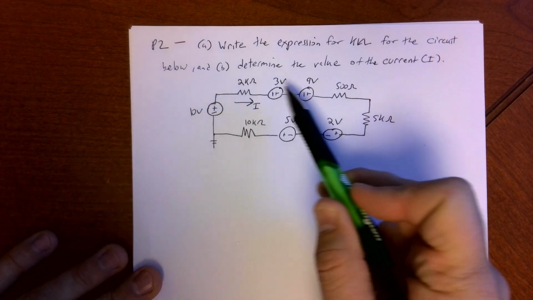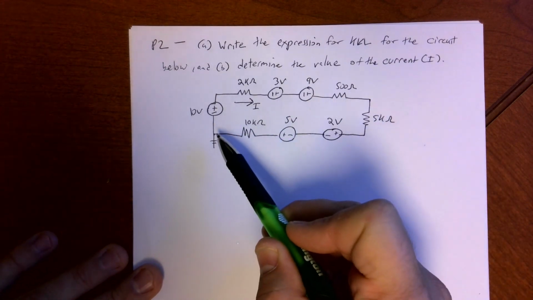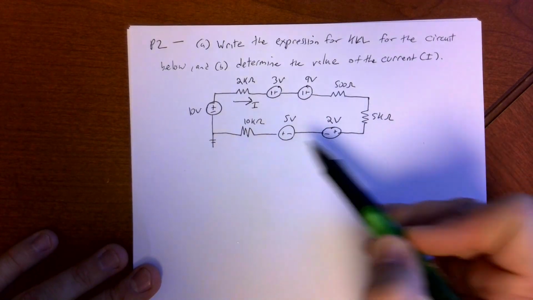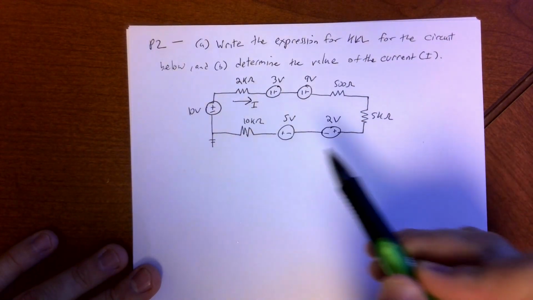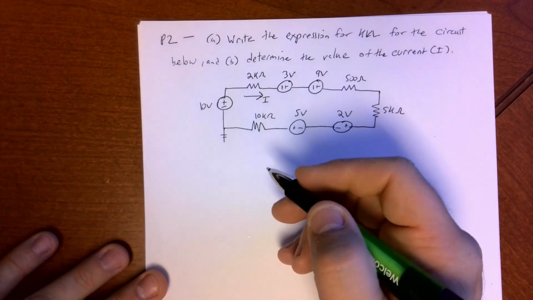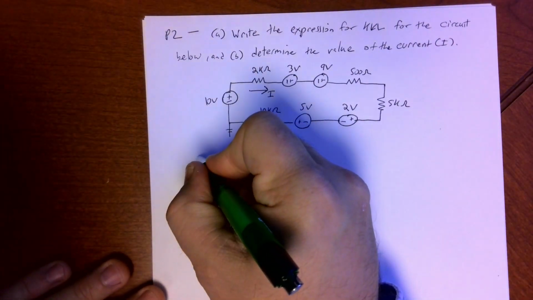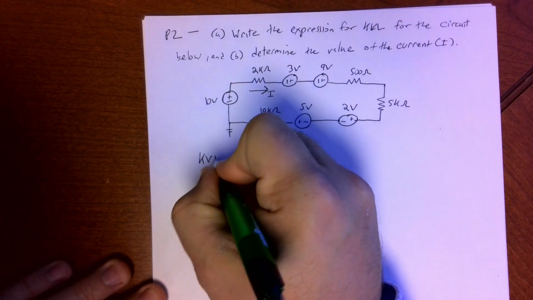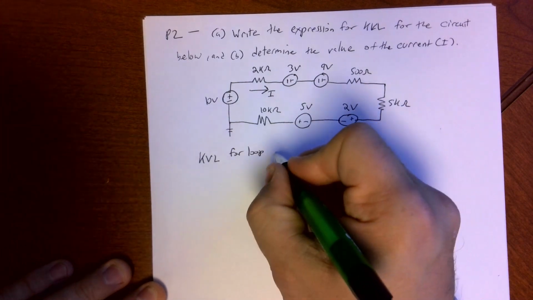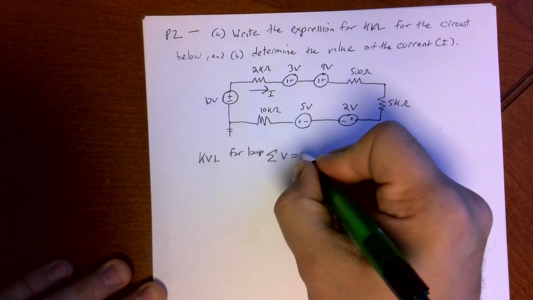And what do we have here? We have, excuse me, one loop. We have several voltage sources in the loop. We have several resistors in the loop, and we have current I given. Now, if you recall from lecture, KVL tells us that for a loop, the sum of all voltages around that loop must be equal to 0.